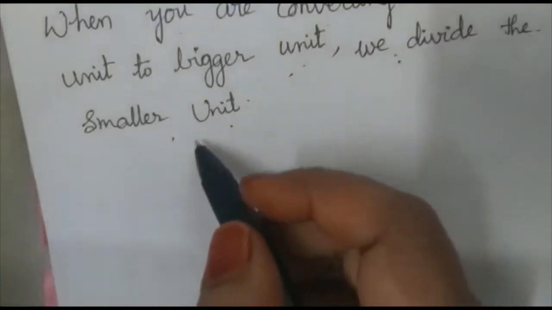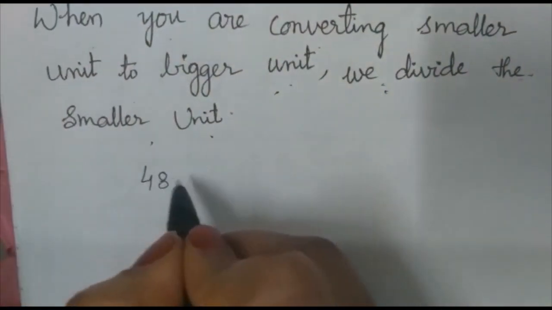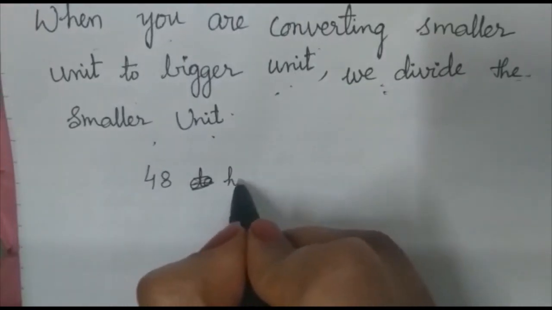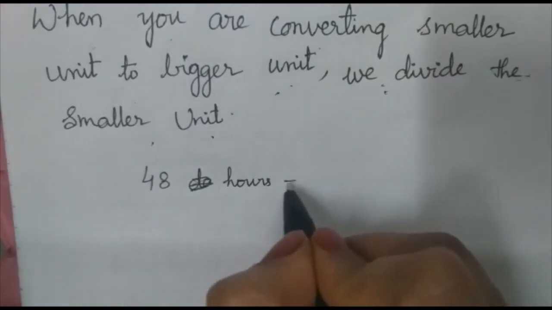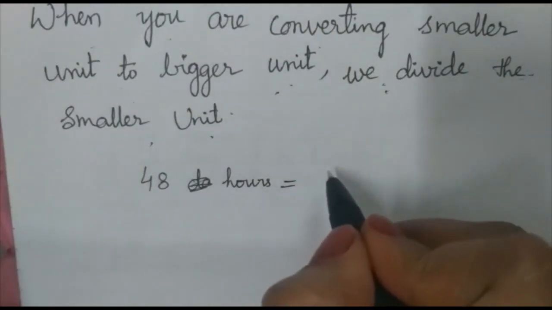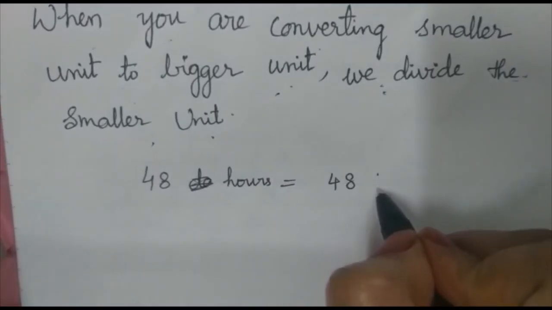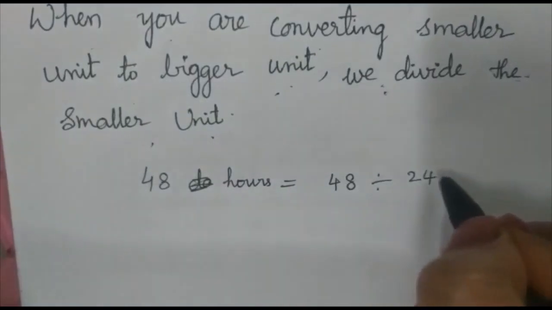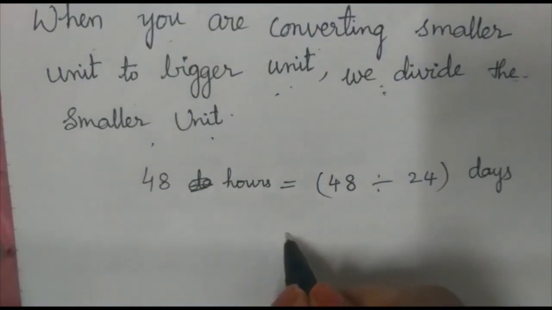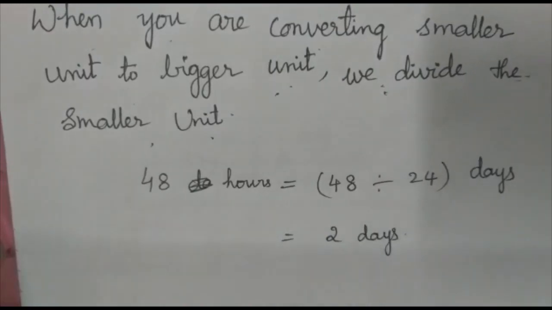For example, see here, 48 hours. I want to convert into days. How can we convert? One day equals how many hours, children? 24 hours. So 48 hours is divided by 24 to convert into days. 24 twos are 48. So how many days did you get, children? 2 days we got.